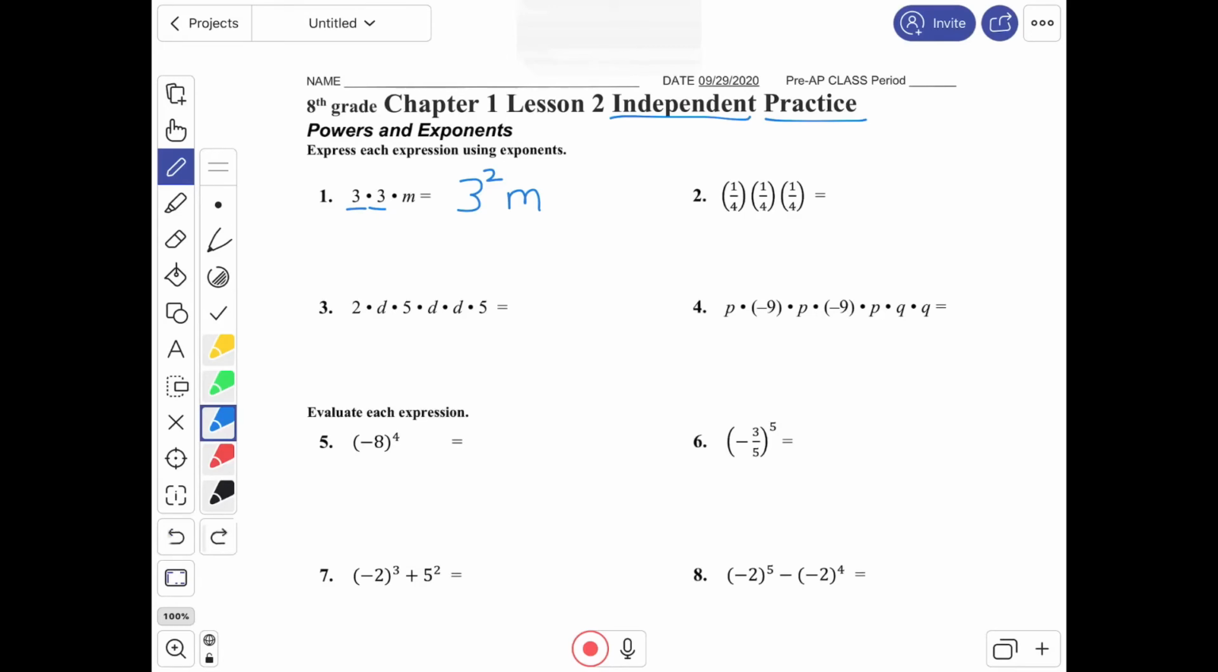On number 4, be real careful. These are p's. So p happened 3 times. And then these are q's. Q happened twice. And then we also have a number, -9, which happens twice. And usually we put the number in front. So -9 to the second power. So that means -9 to the second power times p to the third power times q to the second power.